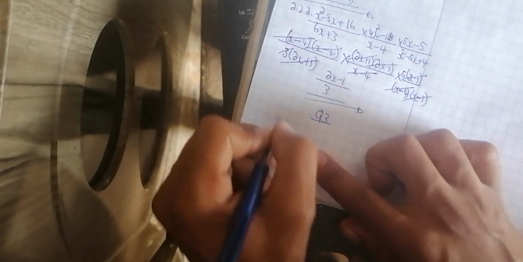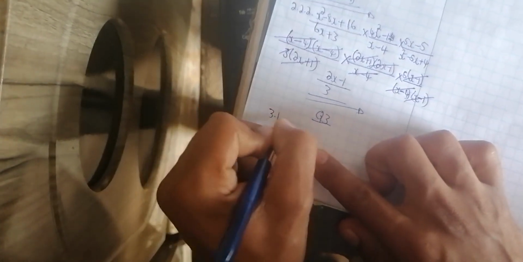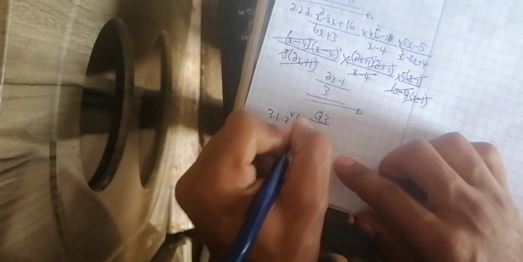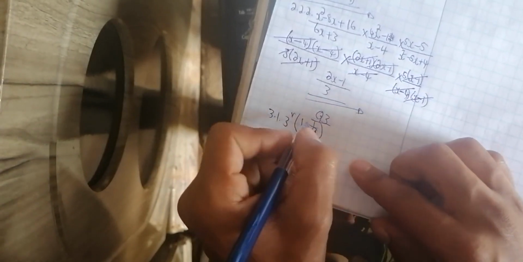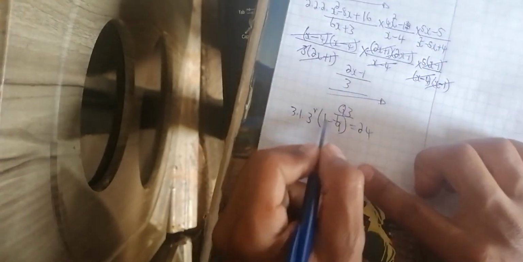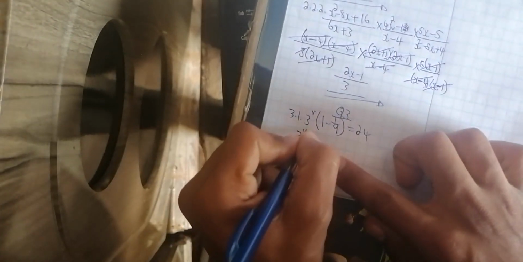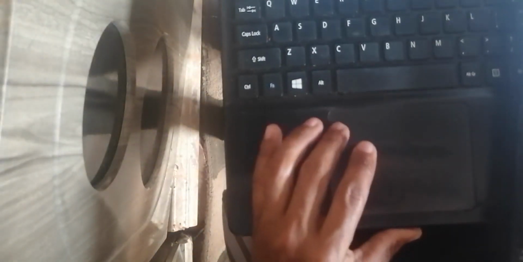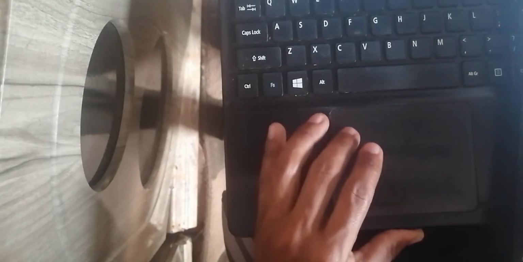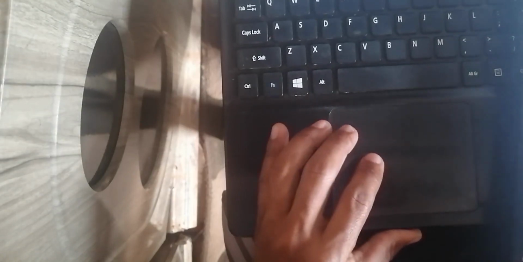Solve for r in the equation 3.1. We have 3 exponent r times (1 minus 1 divided by 9) equals 24. I can simplify this and find what the answer would be. So that is to say 1 minus 1 over 9, and you would get 8 over 9. So 8 over 9 times 3 exponent r equals 24.